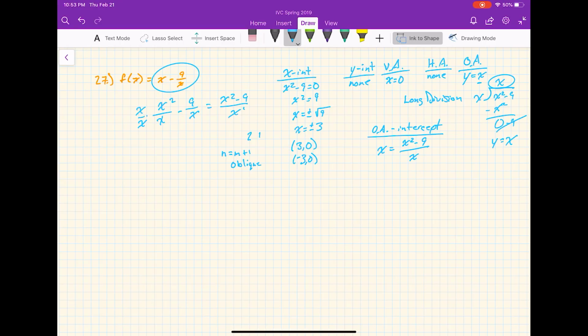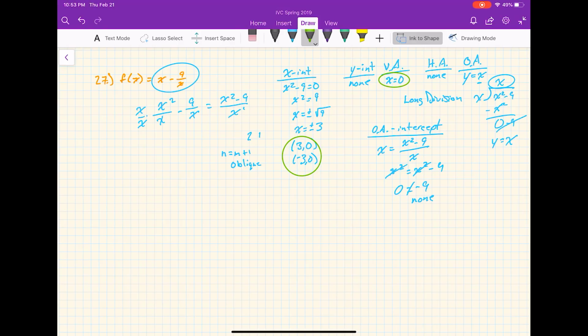Well, x times x is going to give us x squared equals x squared minus 9. And if I subtract x squared from both sides, those cancel. So I get 0 equals minus 9, which of course does not hold. So we do not have an intercept on our oblique asymptote. All right, we're ready to start graphing.